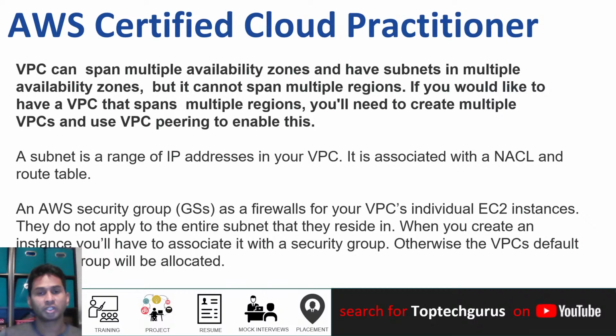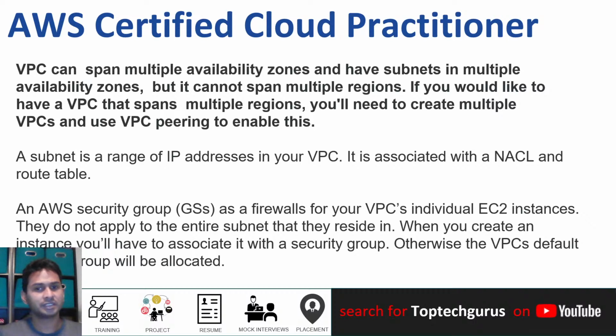We also spoke about security groups. The security groups are firewalls for your VPC's individual EC2 instances. Each EC2 instance can have a different security group, or rather the same, if you want those EC2 instances to communicate with each other, you'll give those two the same security group. Those act as firewalls for each individual EC2 instance. They don't apply to the entire subnet. The security group is only associated with the EC2 instance, not with the entire subnet.